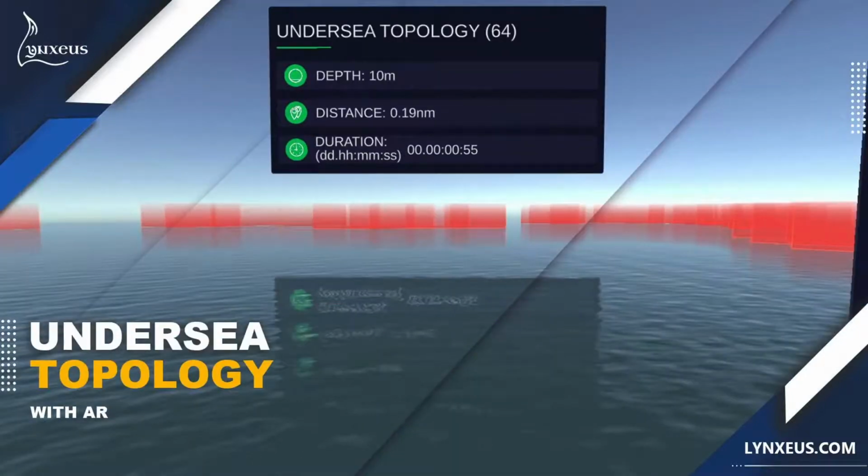The next feature is undersea topology. When we activate this feature, we get red rectangles, as you can see. This shows us the danger areas. So we should not go beyond these red rectangles. If we hover over one of them, we again see more details, such as the water depth at that point, the distance, how far this rectangle is away from us, and duration. So this is how much time it is going to take us to get there.